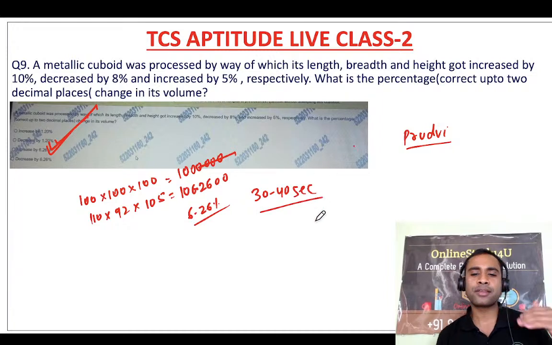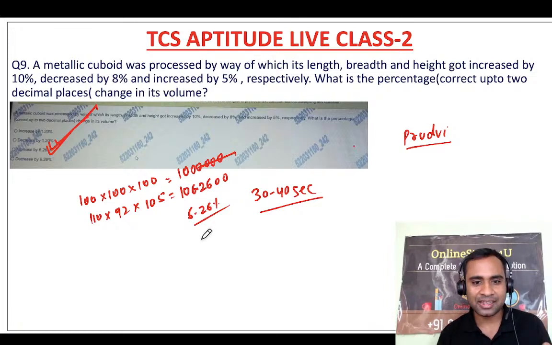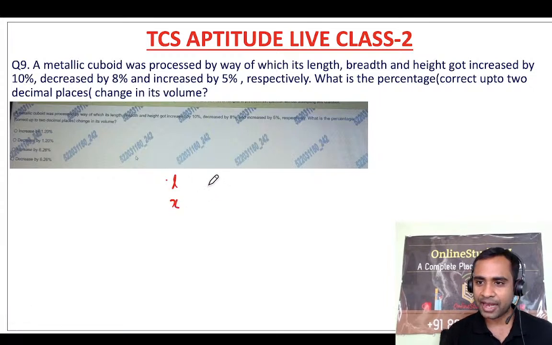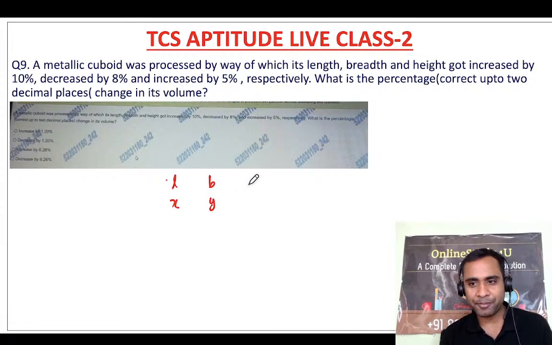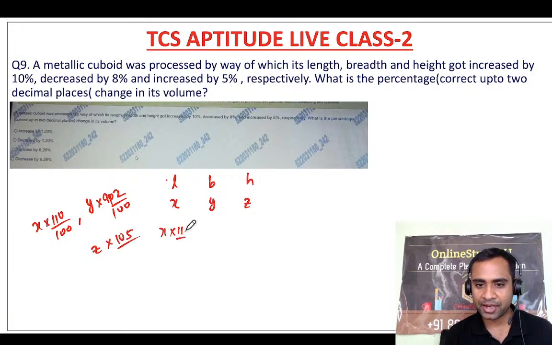Now, what are short tricks? Short tricks mean that by seeing the question, you can tell the answer. These are the shortcut techniques only. Otherwise, people will take: length is equal to x, breadth is equal to y. See, I am making a mistake. I should have told you the lengthy process first. Length has a 10% increment, so x into 110 by 100. And then y into 92 by 100, and then z into 105 by 100. So this is the increased value, 110 by 100, and this is y into 92 by 100.